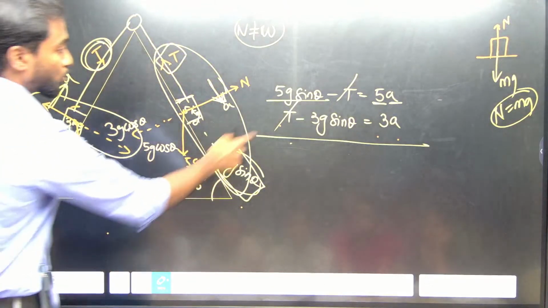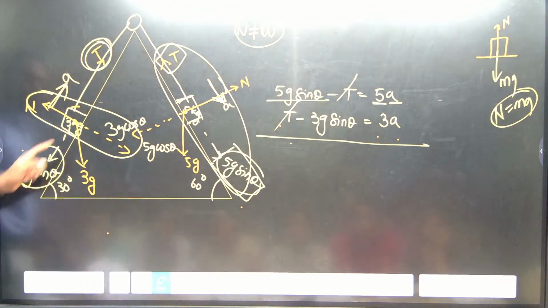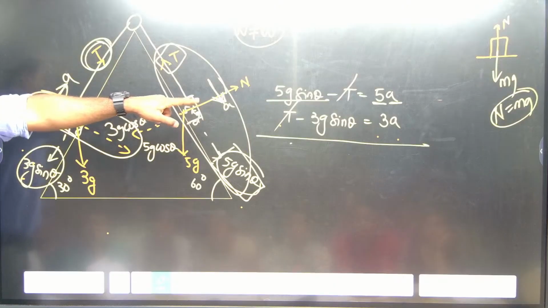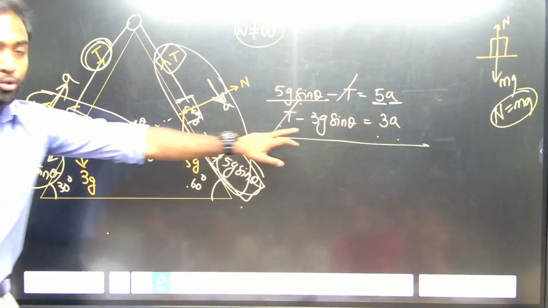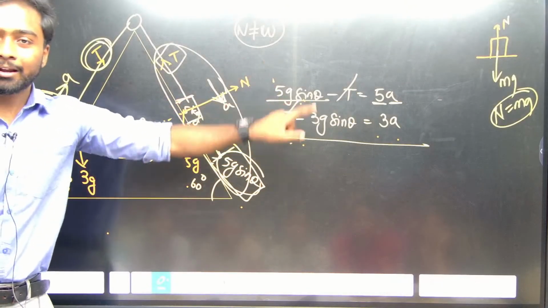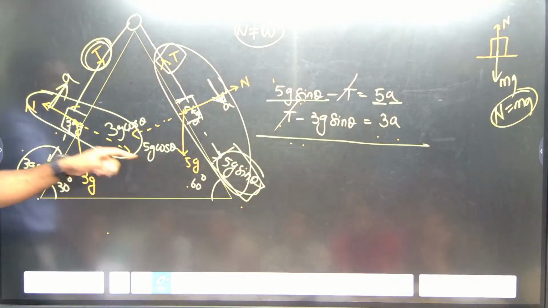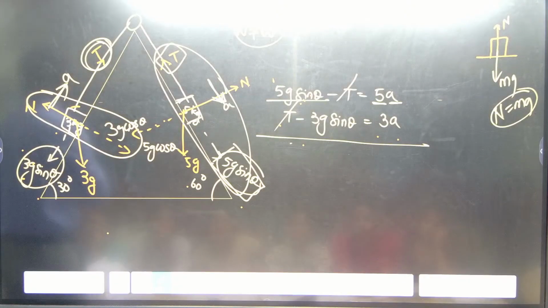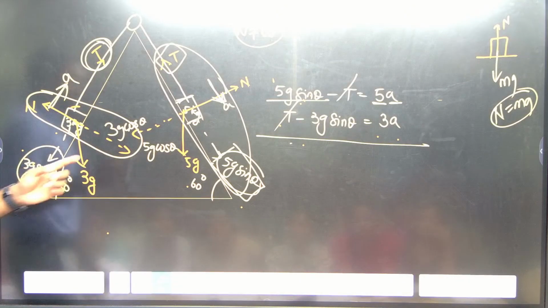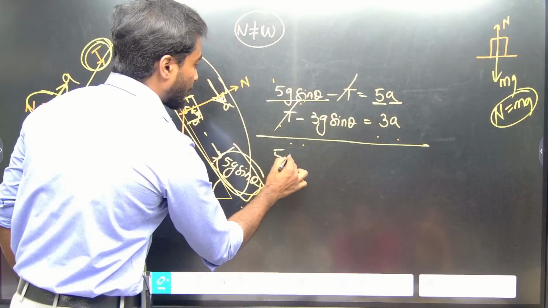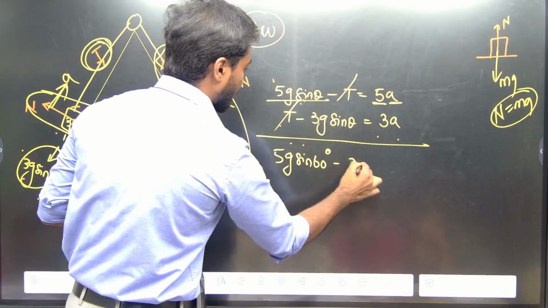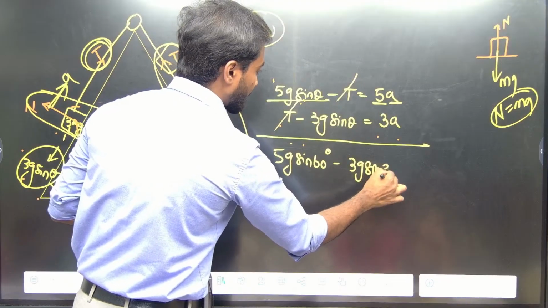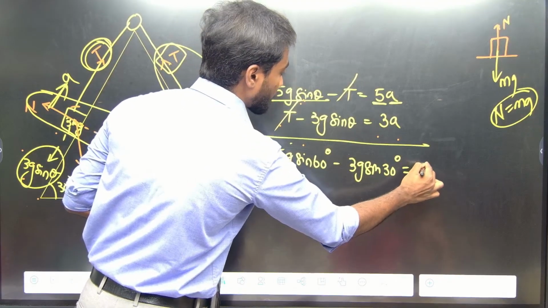Before that, try to substitute the angles. This is sin 30, no? This is 60 should come here, and here 30 should come. Substitute the angles and then subtract, because both are different angles, no? Yes or no? Both are different angles. Try to substitute the angles here. So 5g sin 60 minus 3g sin 30 should be equal to 8a.